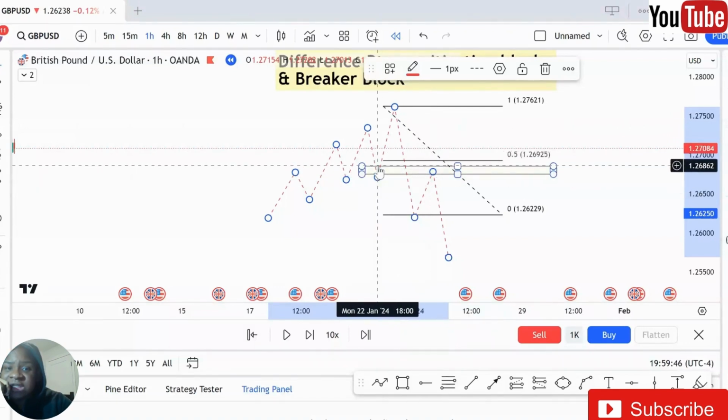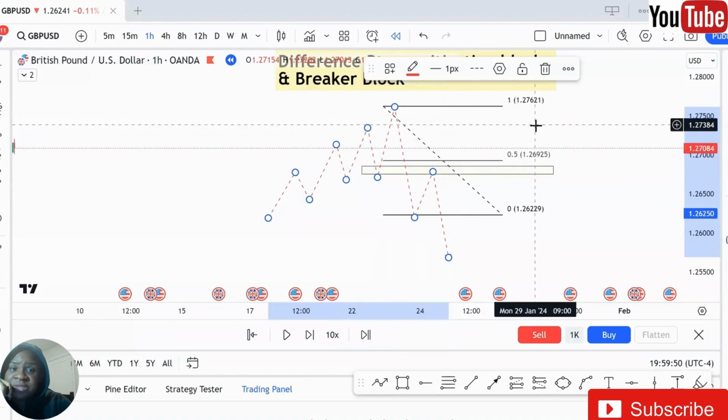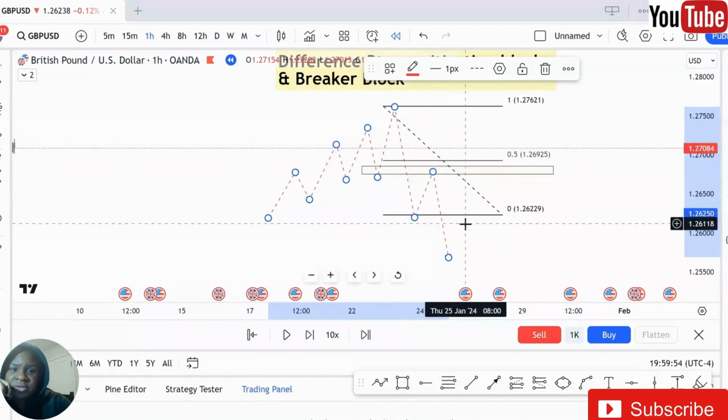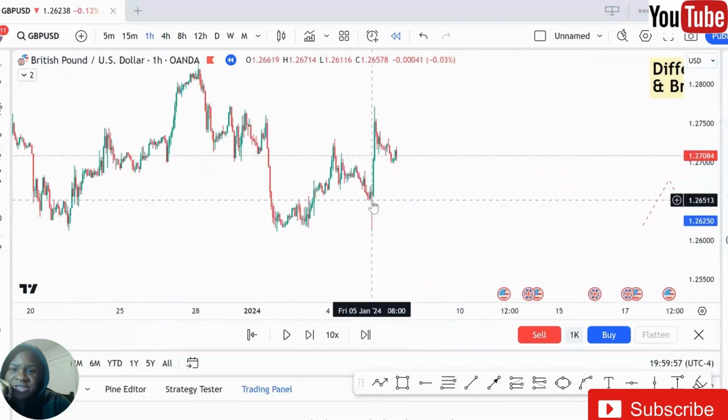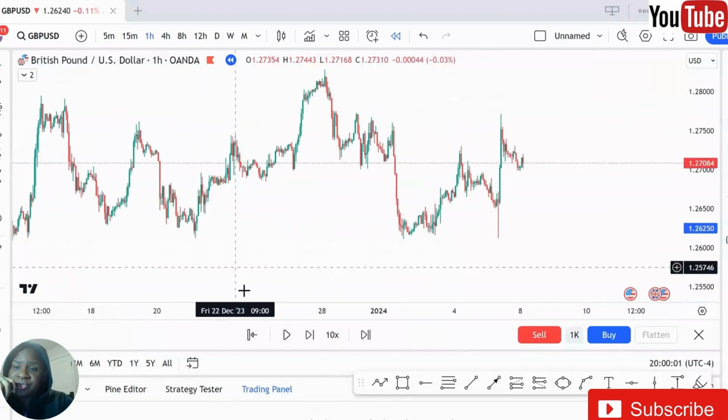You won't just enter immediately when you see a fair value gap. It has to be in the premium zone, in case it's shifting trend to a bearish momentum. Now I'm going to show you an example in the chart. Now, I deal more with swing structure.